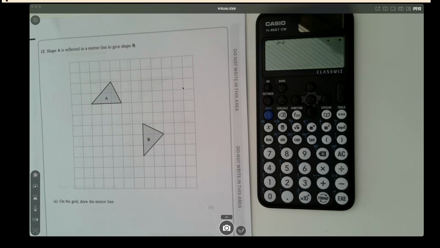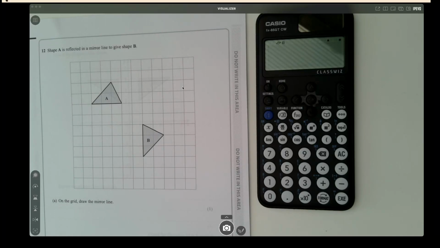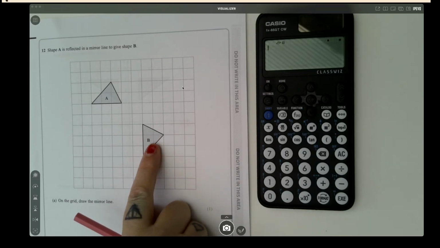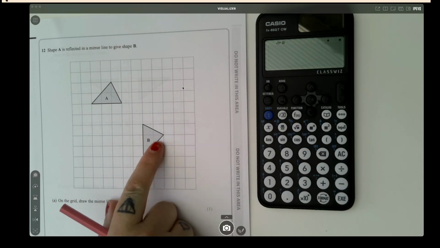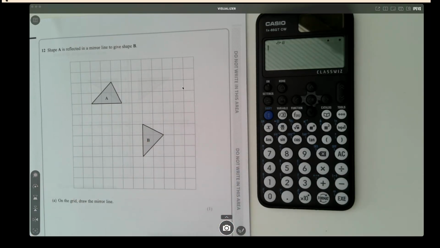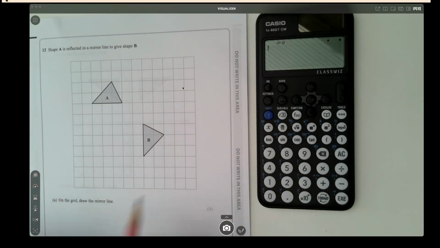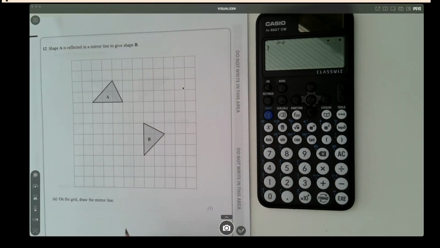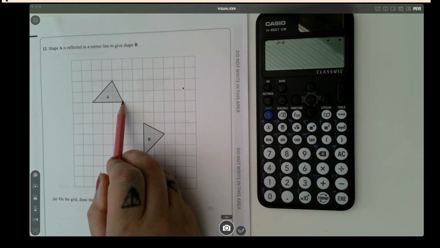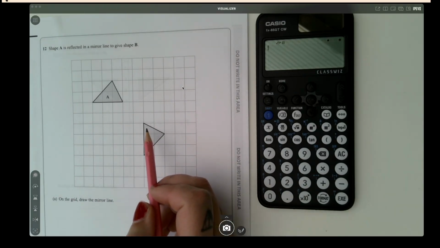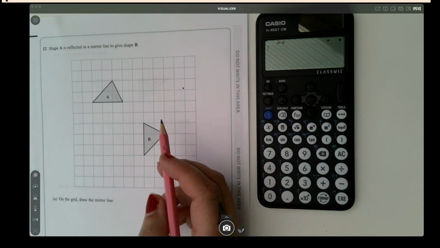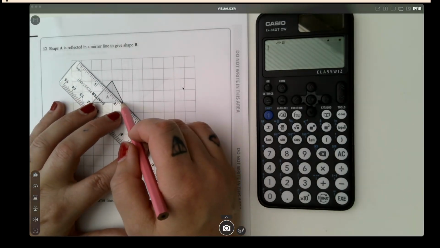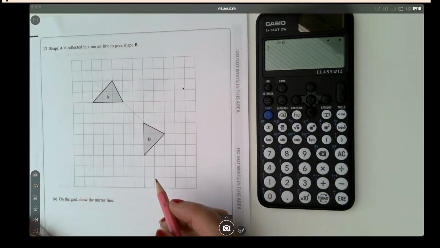Question 12. Shape A is reflected in a mirror line to give shape B. On the grid, draw the mirror line. So what we can see from going from shape A to shape B is that shape B has changed position slightly. So instead of it being flipped directly on the horizontal or directly on the vertical, it must have been flipped diagonally. So if we try and pick two corners, so this corner and this corner are the same corner, they're corresponding corners. So it's been flipped across here, look, and a mirror line is halfway.